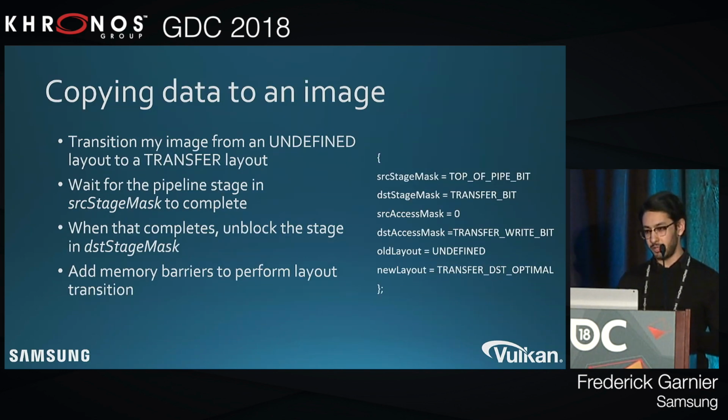Okay, so I'll go through the kind of fields we have to pass to the pipeline barrier when it comes to copying data to an image. So I said the initial layout will be undefined. So when it comes to actually transferring data to an image via the device, you have to transition the image from an undefined layout through a transfer layout, which is shown here as transfer destination optimal, since we also have to tell the driver how the image will be used. And in this case, it will be used as a destination of a copy.